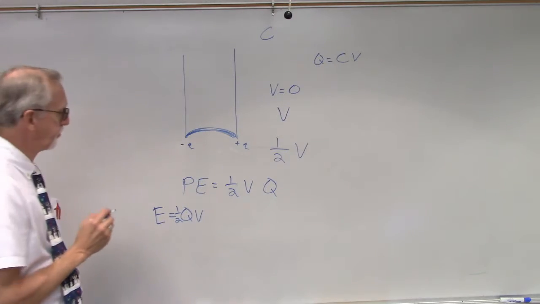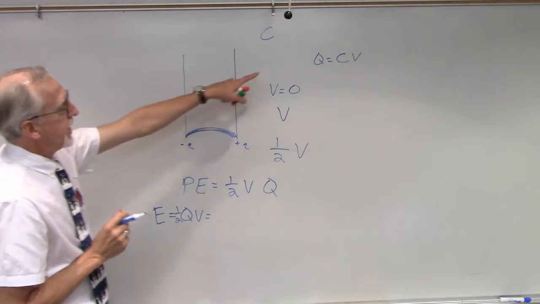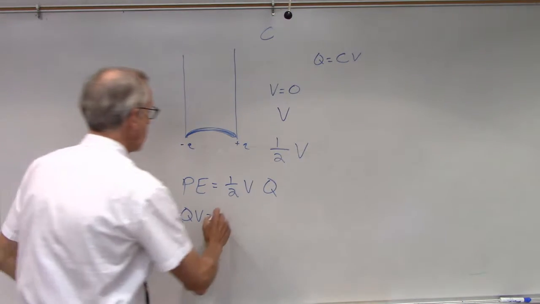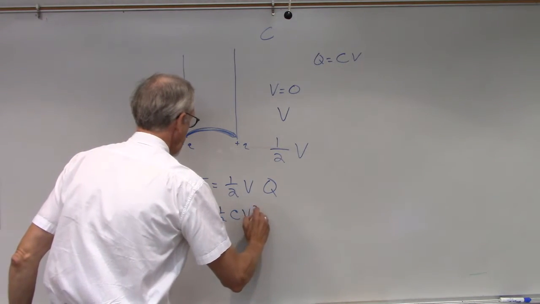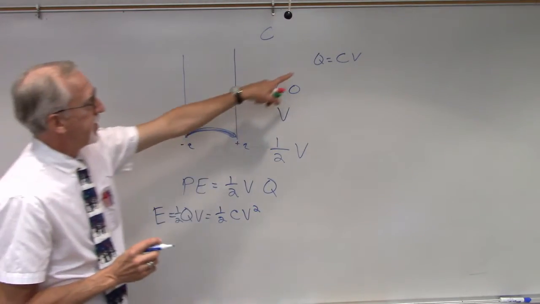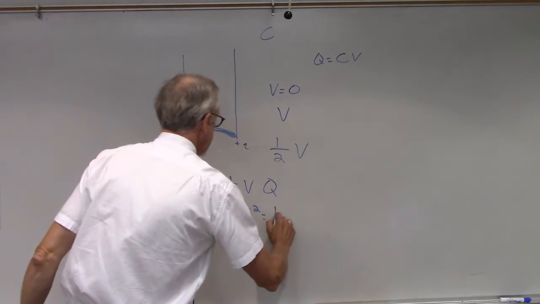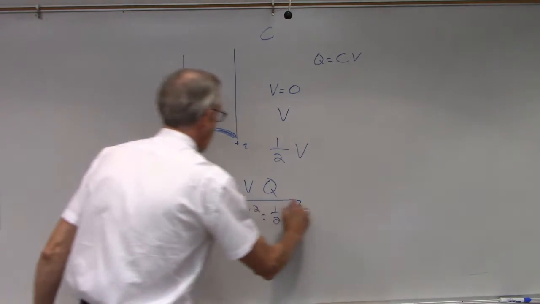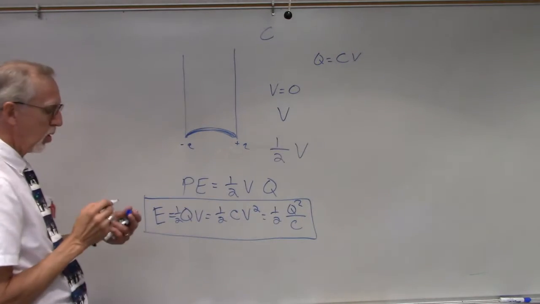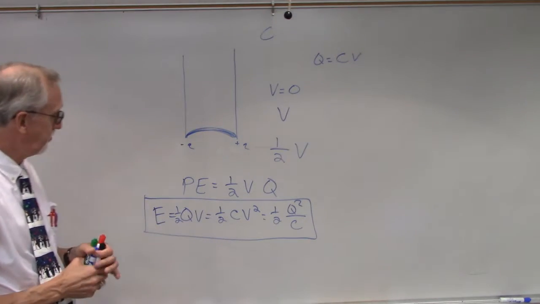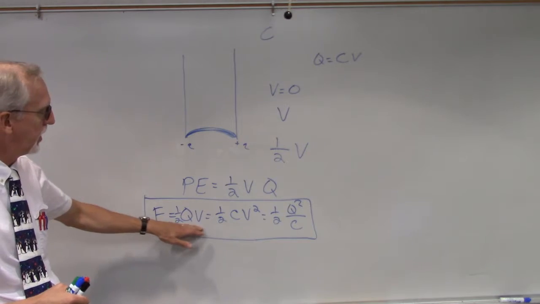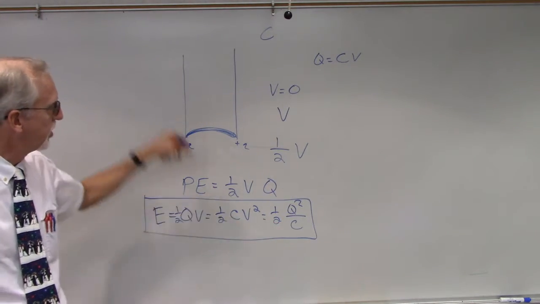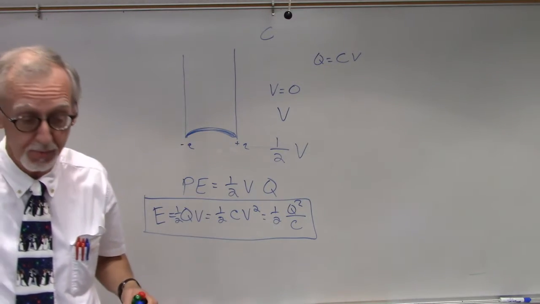1/2 QV. Well, if we know that Q is C times V, we could put C times V in for Q, and write this as 1/2 CV squared. Or if we write V as Q over C, we could write this as 1/2 Q squared over C. And there we've got 3 different forms for the energy of the capacitor: 1/2 QV, 1/2 CV squared, 1/2 Q squared over C. Any of those will work to determine how much energy is actually stored on the capacitor.